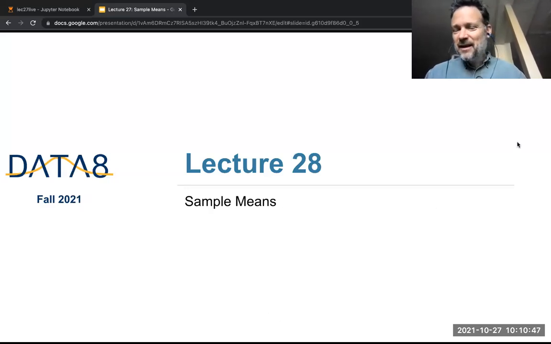We're going to be talking today about the central limit theorem and how to use it to understand the properties of sample means.